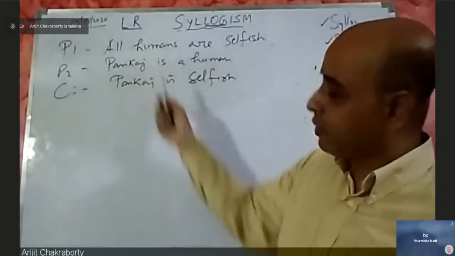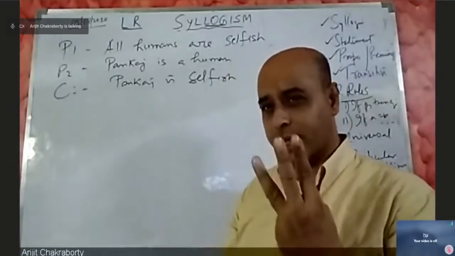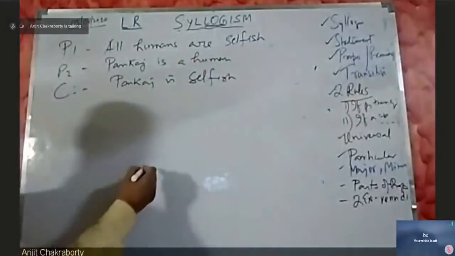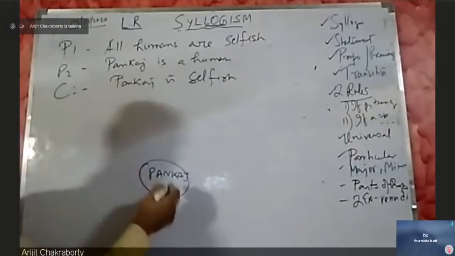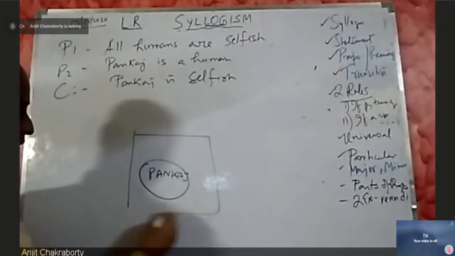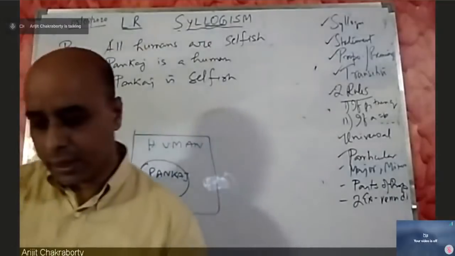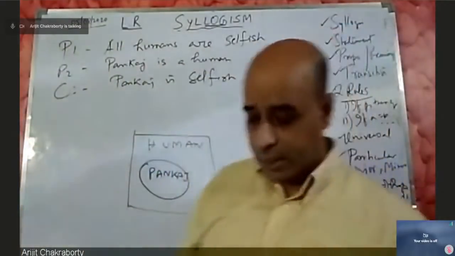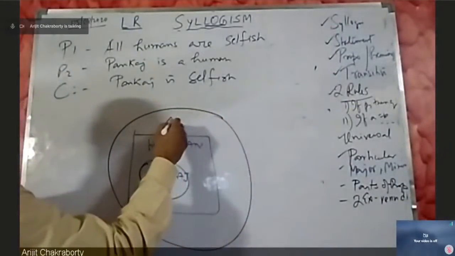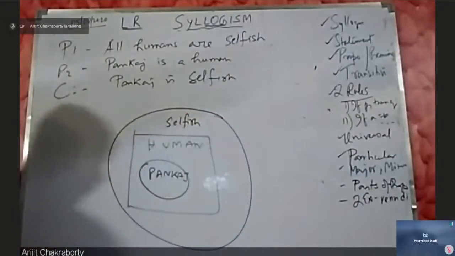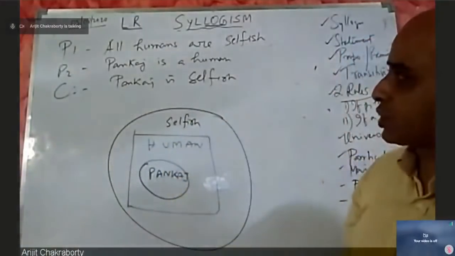Okay. So there are three parts to it. Pankaj is one set, human is another set, selfish is another set. Three sets we will draw. First is Pankaj. So this is Pankaj. Pankaj is a human. So Pankaj falls within this particular set. And this is human. Okay? And it is given that all humans are selfish. So I draw the biggest set and this is the set of selfish. Okay, selfish. So can we now say that Pankaj is selfish?